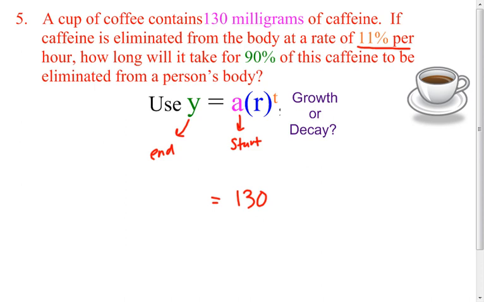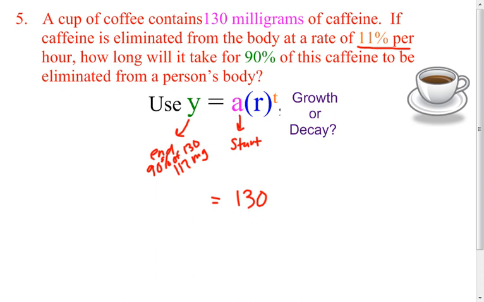I've got 2 different percentages here, so be careful. This is what I'm ending with. The question is, how long will it take for 90% of this caffeine to be eliminated from a person's body? Okay, so if 90% of it is eliminated, 90% of 130 is 117 milligrams. So basically what it's saying, though, you got to be really careful, is 117 milligrams are going to be gone.